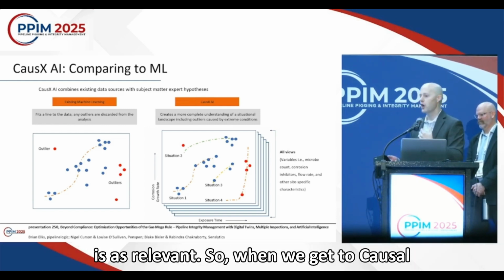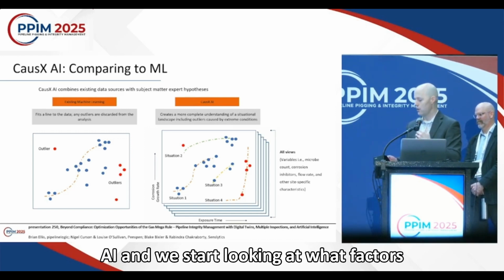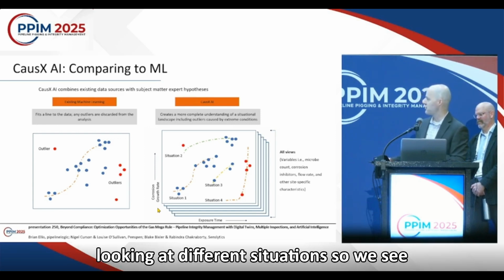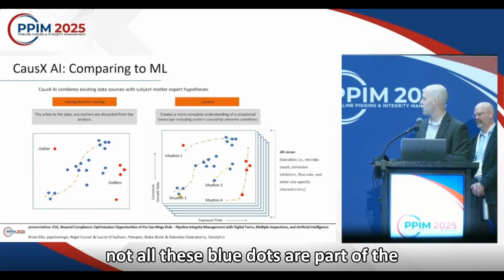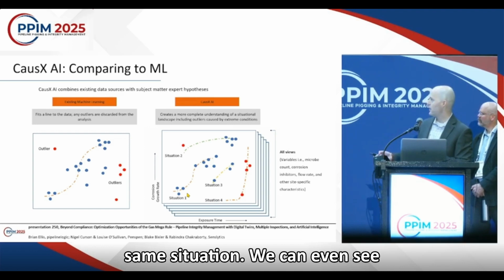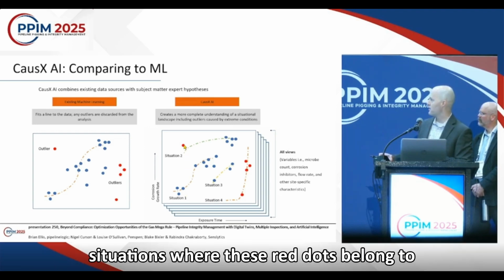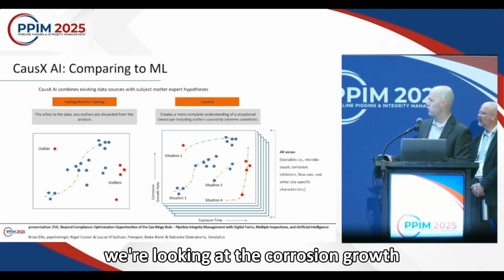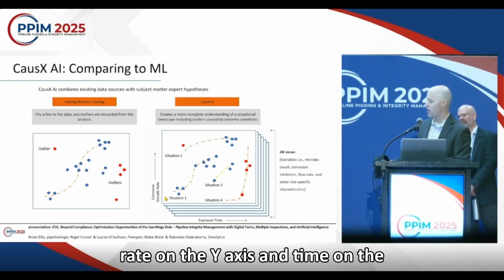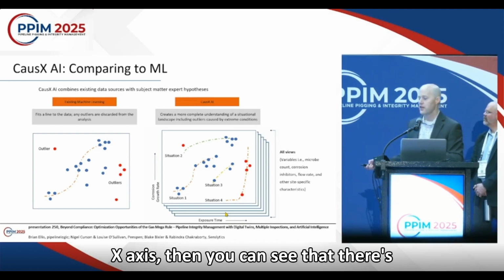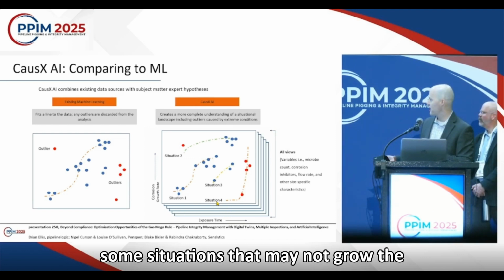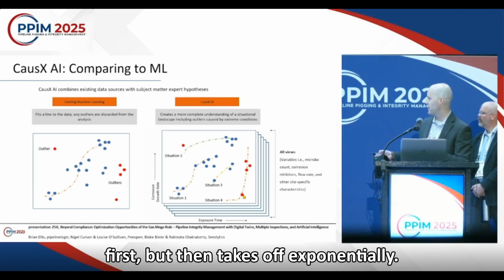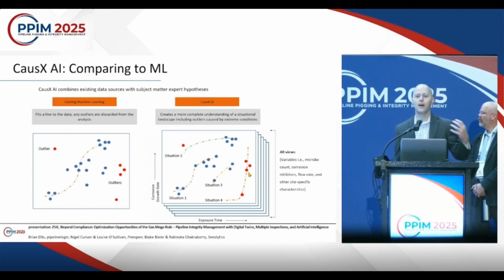So when we get to causal AI and we start looking at what factors are most important, we want to start looking at different situations. We see not all these blue dots are part of the same situation. And we can even see situations where these red dots belong to the same situation as the blue dots. If we're looking at the corrosion growth rate on the y-axis and time on the x-axis, then you can see that there are some situations where the corrosion may not grow that quick at first, but then takes off exponentially. Well, how do we get to that?